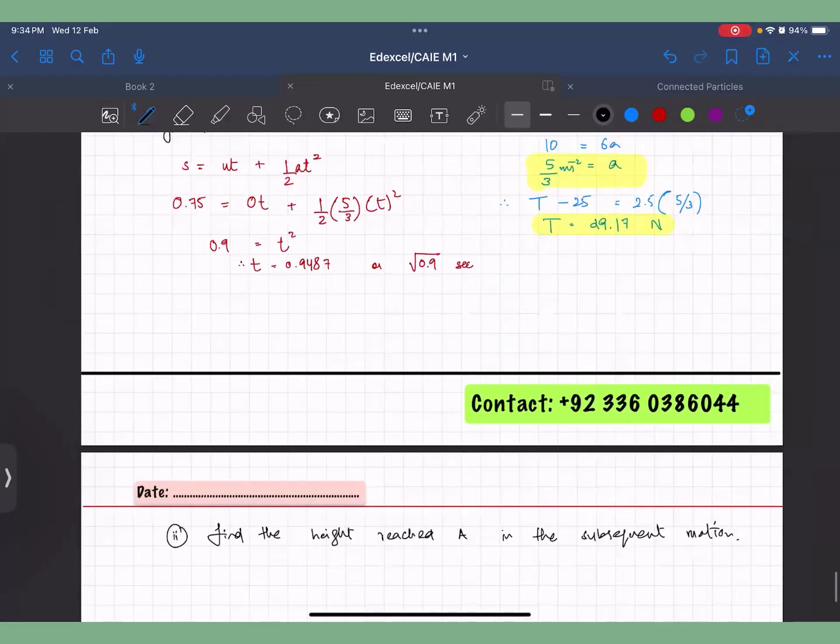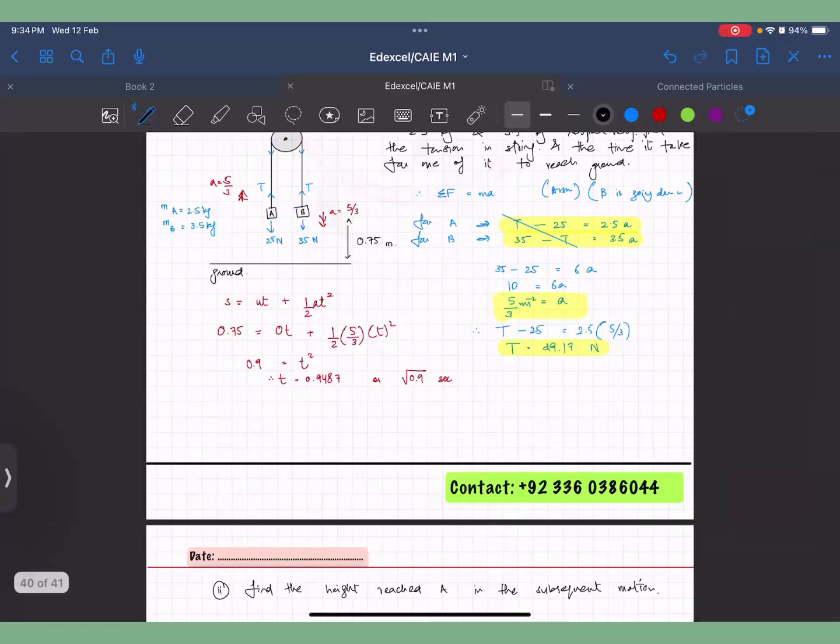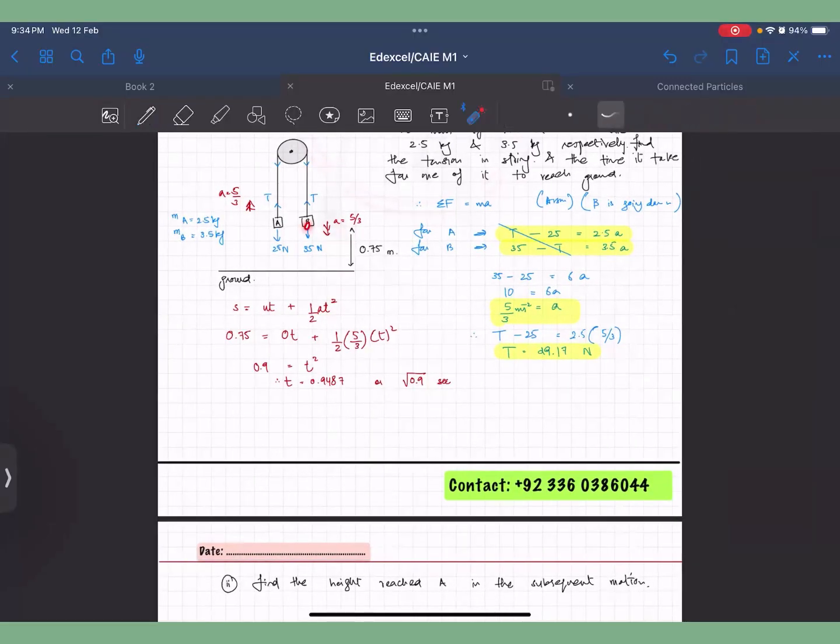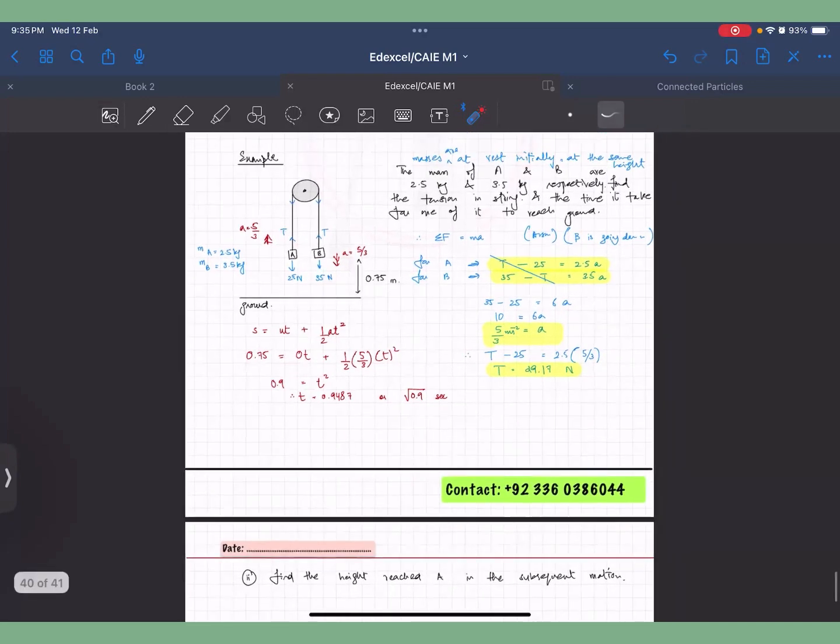Okay, now we know, if you keep the situation in mind and if you think about the aftermath, what happens after this B reaches the ground? So B is reaching ground and it is going to travel 0.75 meters. And definitely the distance that B has gone down, A would have gone the same distance up as well, 0.75. Okay, all good till here? Because both of them are connected right now. As long as this B is moving down up until it reaches the ground, the A and B are working like a connected particle.